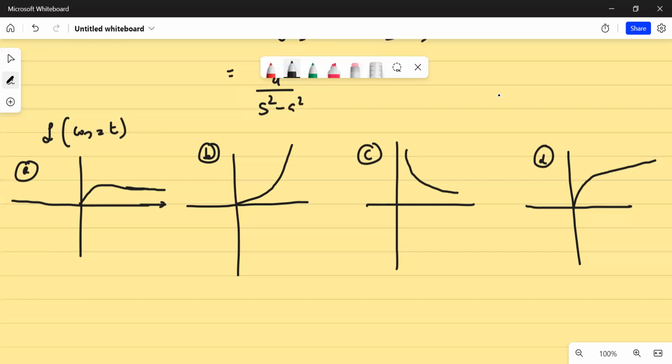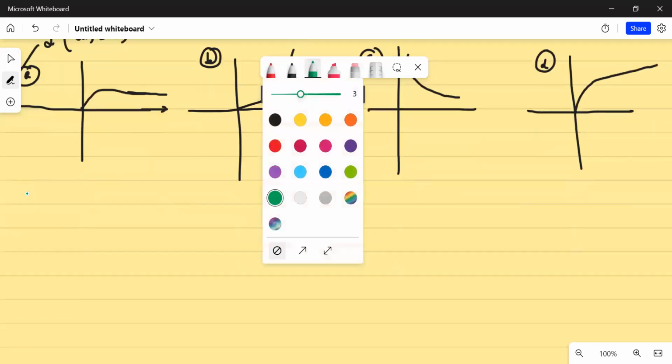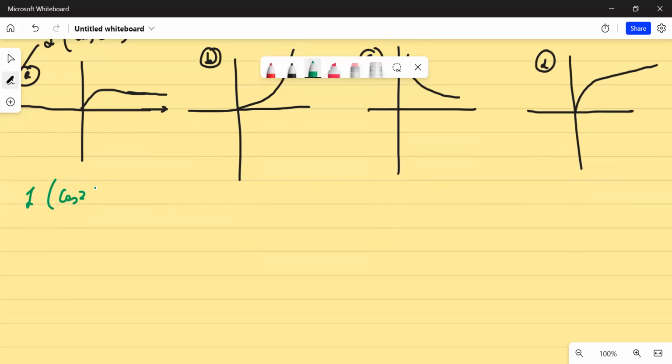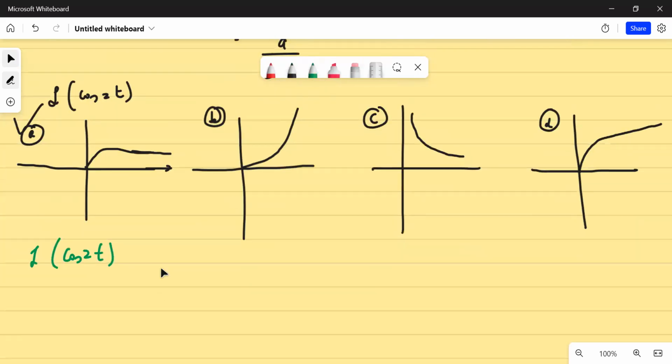Sir, option A. Right, this option. Okay, so how to do it? So let us see the Laplace transform. So what was the Laplace transform of cos 2t? cos pt was given, cos 2t was given, right? So it is equivalent to writing 2 upon, sorry, s upon s square plus 4, right?